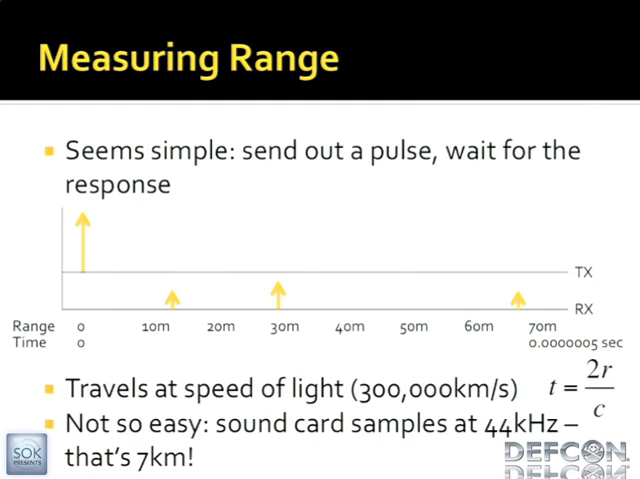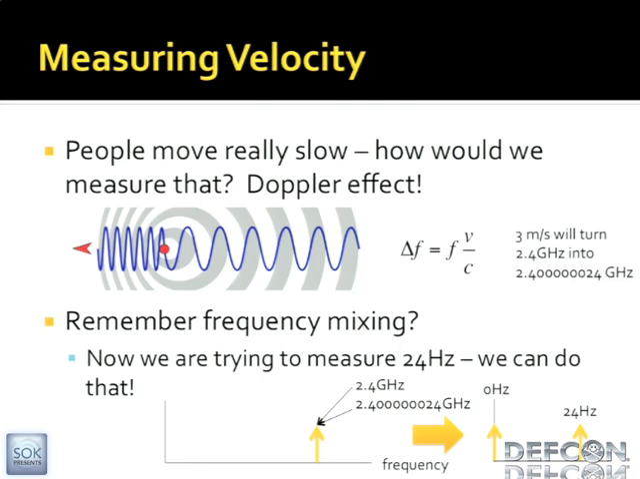So if we're trying to measure velocity now, and I'm going to go back to range in a second, let's say we want to measure a person walking. Well, they move really slow. So it's going to be hard to see a real change, right? So the way this is done is with the Doppler effect.